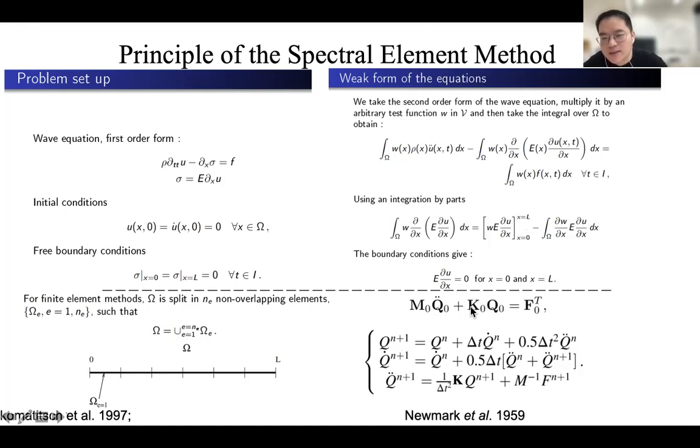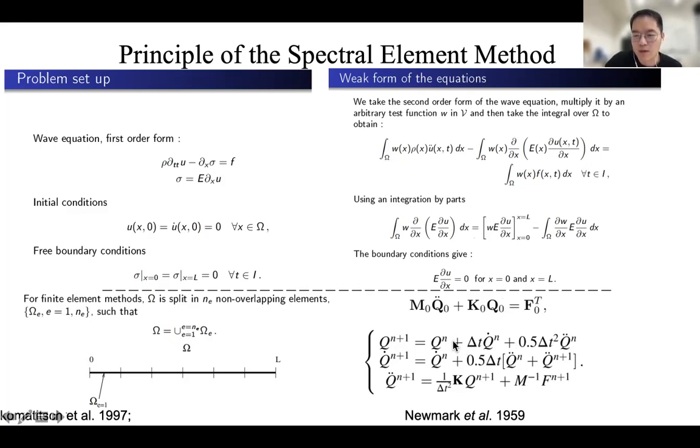So K is a stiffness matrix. And FT here is from these terms. Normally we do not have this one in global simulation, but for hybrid simulation, we have this part from here. So finally, we got the equation like this. Then we can use a numerical way to solve it.